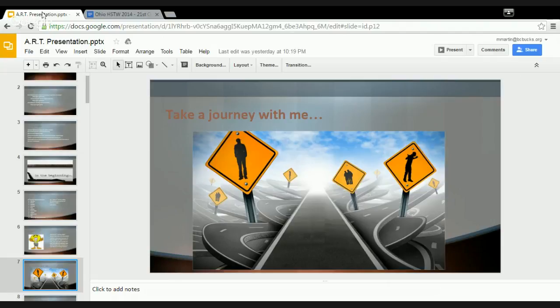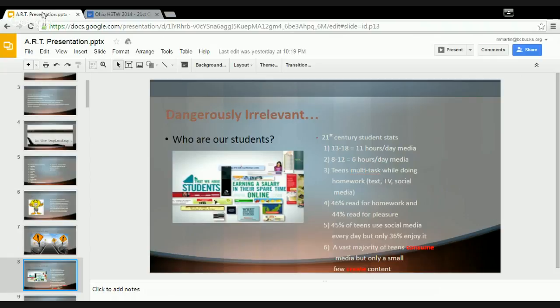I like to call it a mind walk, and this is kind of what my mind really looks like. There's a lot going on in my mind, as I'm sure you guys have as well. But there's a lot of things that have impacted and influenced the direction that I've gone that has gone into the creation of the art continuum or the art blended model. First of all, let's start with the fact that schools in our current state of form truly are becoming dangerously irrelevant.